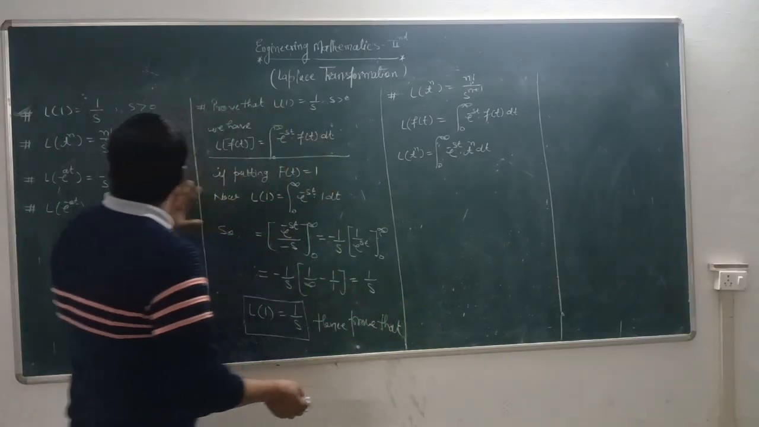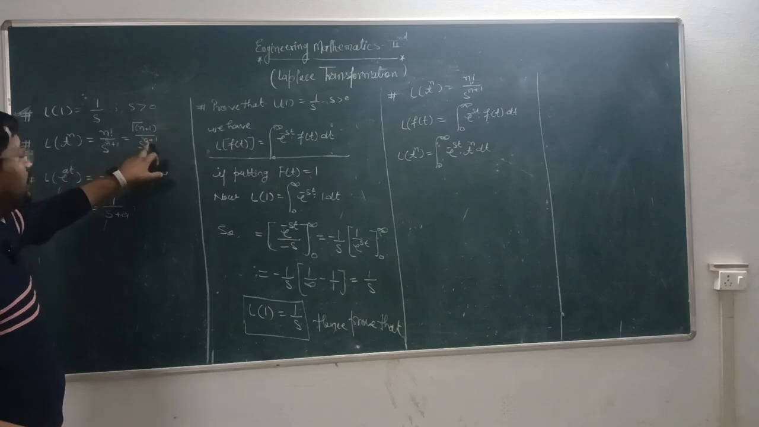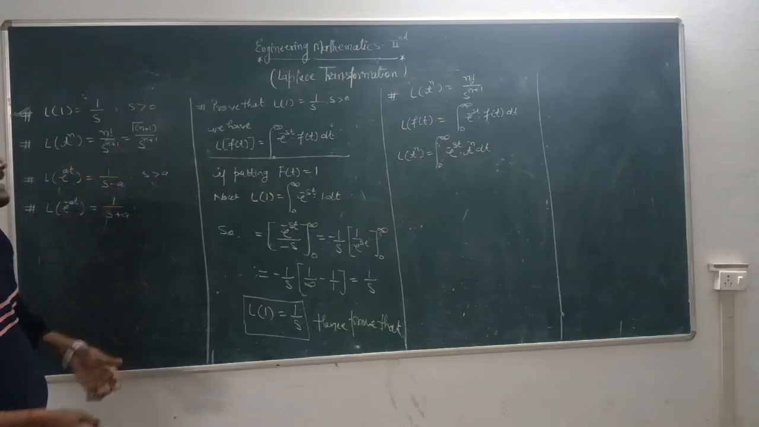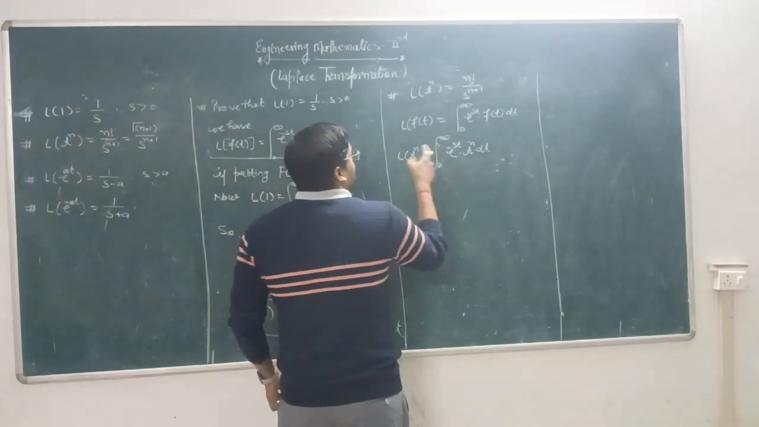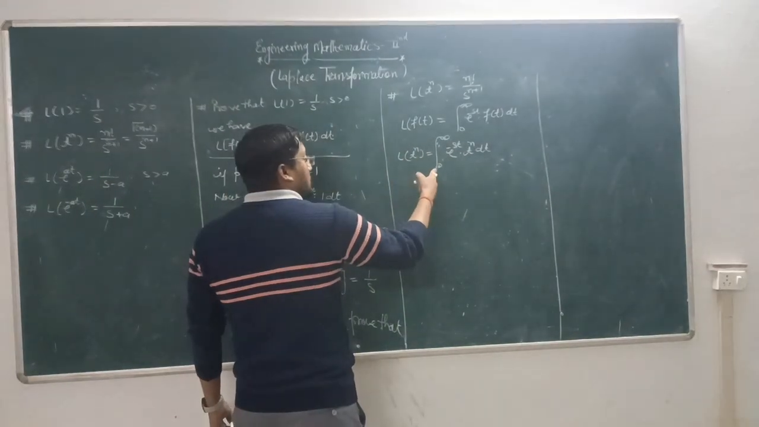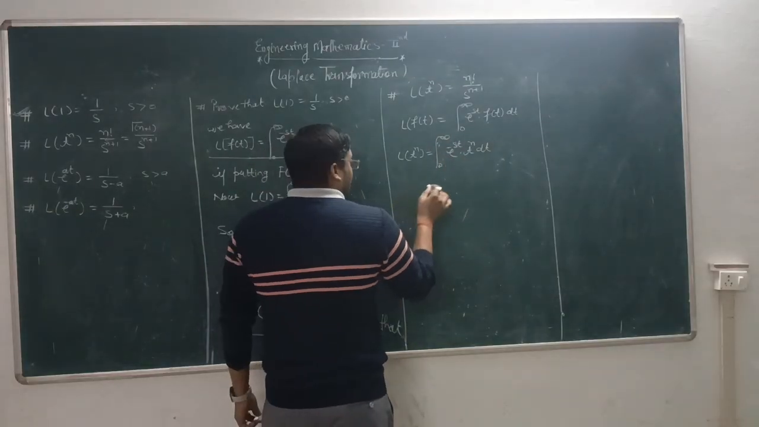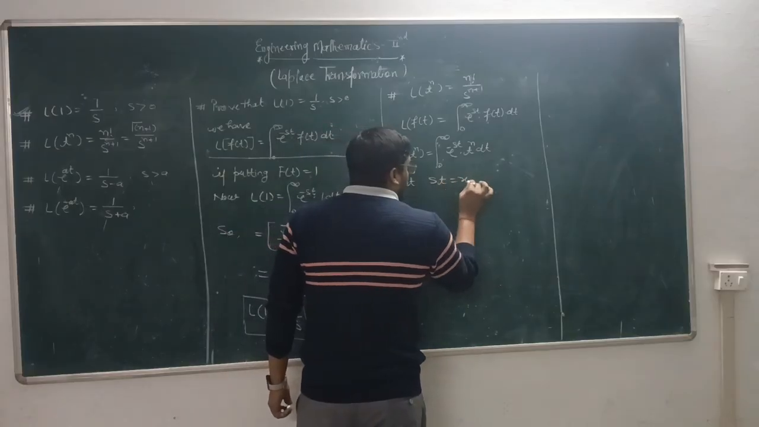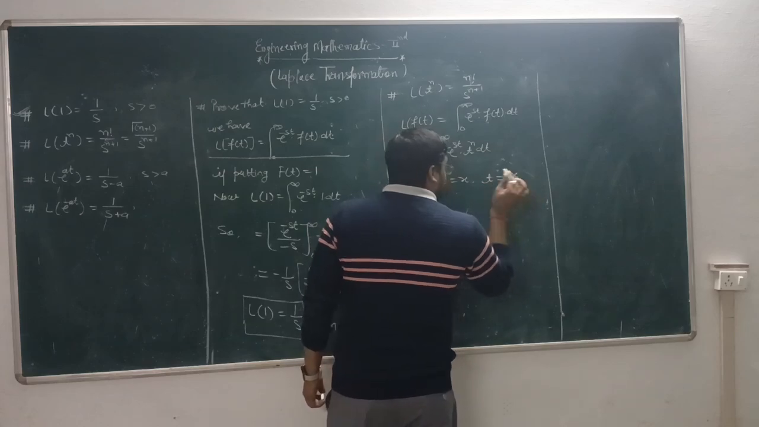And now I am proving the second theorem of Laplace transformation: L{t^n} = gamma(n+1) upon s^(n+1), also known as n! upon s^(n+1). Now solve this theorem. L{t^n} is equal to the integral from 0 to infinity of e^(-st) into t^n into dt. Let st = x, so t = x upon s.